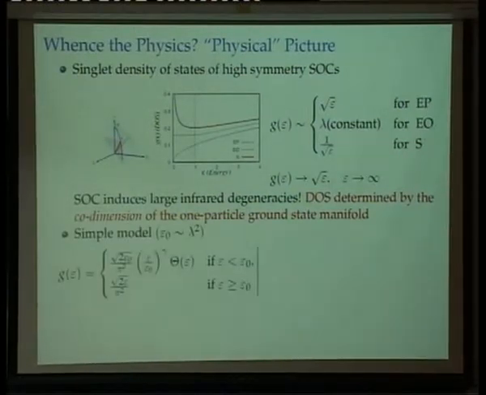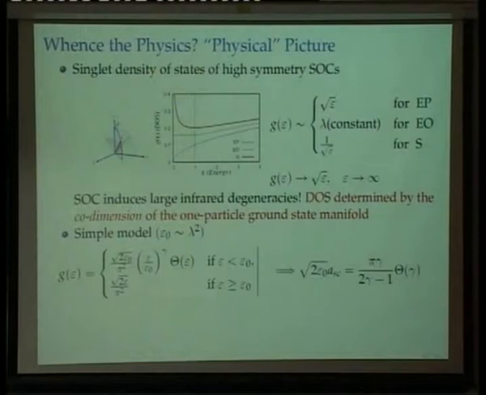So now, if you believe this, you can actually get all the results by a simple model. What you do is, you just construct a model where the density of states goes as some power law in the infrared, and goes as square root E in the ultraviolet. And you can actually reproduce this entire story by just this simple density of states. So it is in this sense that the Rashba term is a relevant operator at these fixed points.